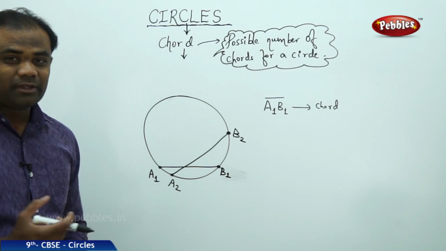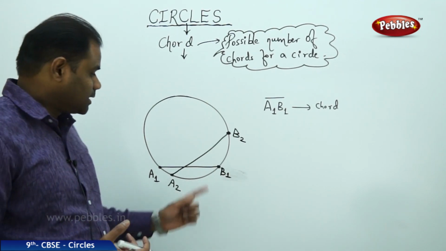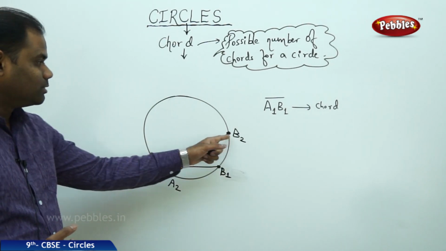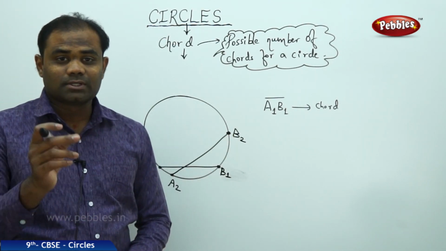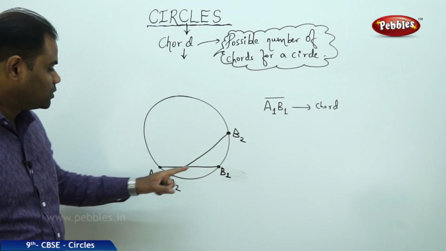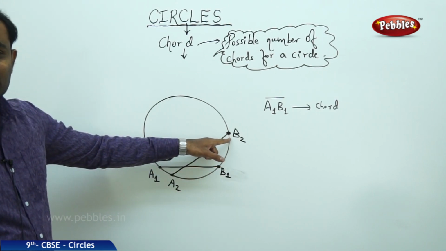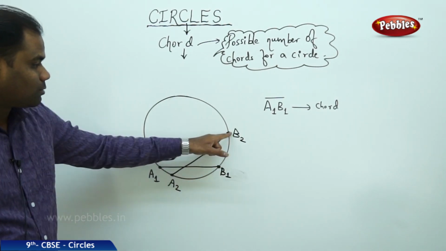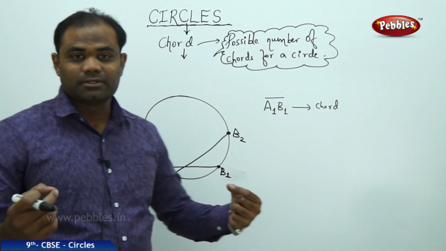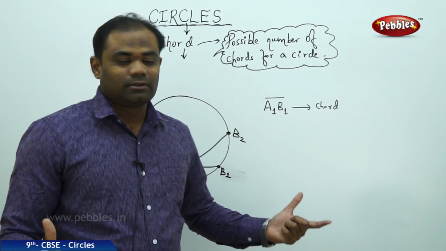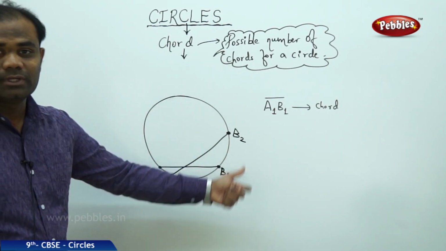Therefore, by going with the definition of the chord, I can say proudly that A2B2 also is a chord, because this line is obtained when I join 2 points on the circle. A line segment which is obtained when joining 2 points on the circle is a chord, and hence A2B2 is a chord.